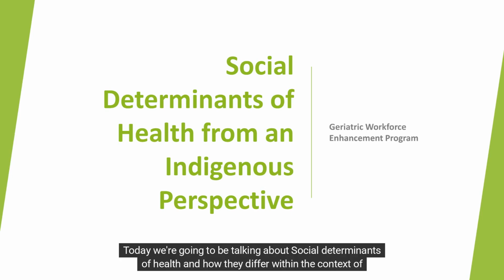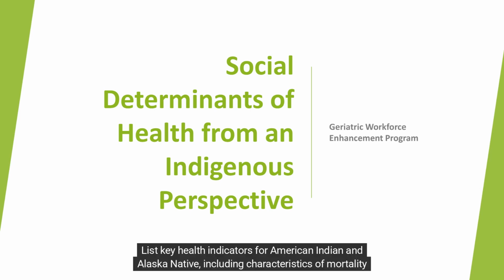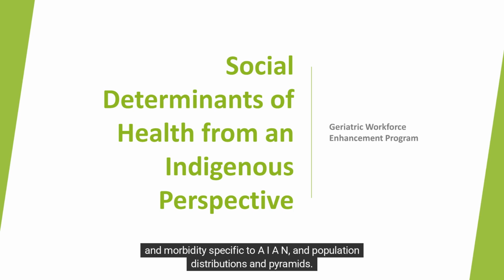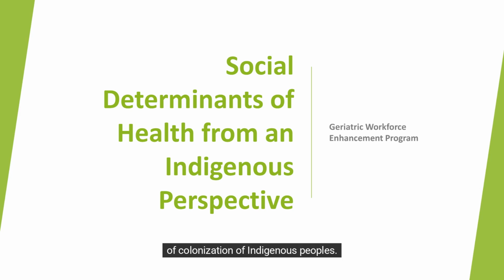Hello, everyone. Today we're going to be talking about social determinants of health and how they differ within the context of Indigenous populations. The objectives are: list key health indicators for American Indian and Alaska Native, including characteristics of mortality and morbidity specific to AIAN, and population distributions and pyramids.